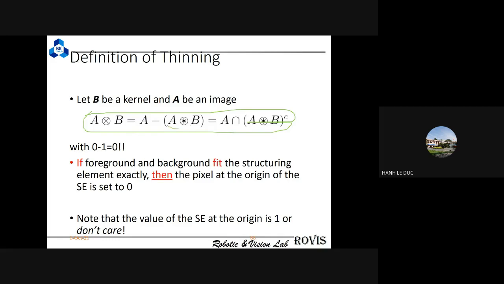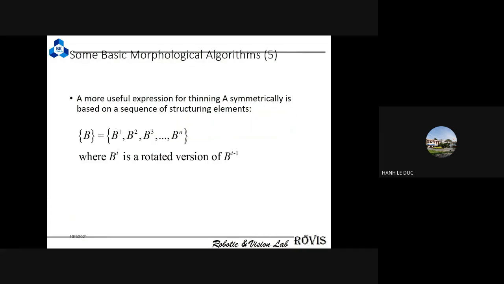Here you can see that they will use the hit and miss transform, the hit and miss algorithm. So what does it do? They hit-or-miss with kernel B, and then they take the original image minus the result. By doing it in many iterations, using the kernels B, with i from 1 to n, we do the thinning.